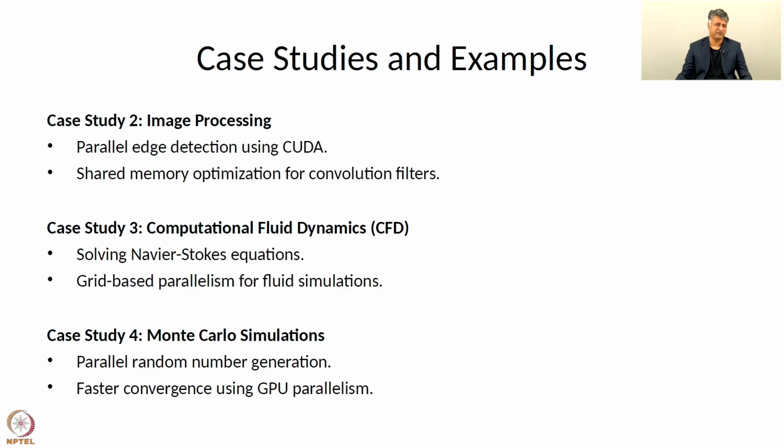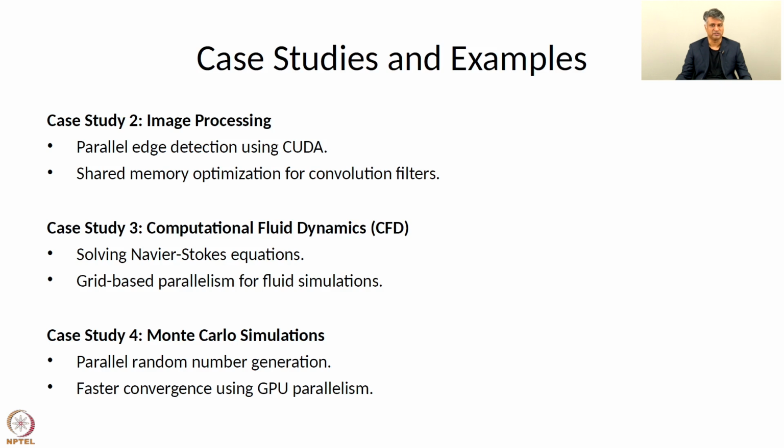Similarly, CUDA is very efficient in doing image processing, doing filters like edge detection, blurring, and it can do extremely good shared memory optimization for convolution filters. It has been successfully used for CFD problems for solving Navier-Stokes equations, especially for grid-based parallelism and fluid simulations, where we looked at finite difference type of methods. We had looked at the solution of the Laplace equation using the successive over-relaxation technique on a GPU. And we can also do Monte Carlo simulations using parallel random number generation, and we had looked at how we could integrate a function numerically using Monte Carlo simulations.